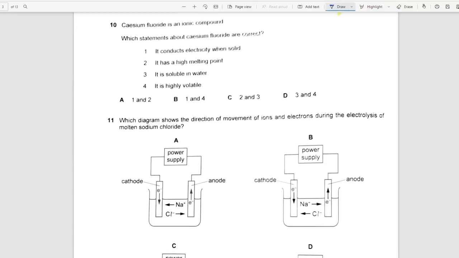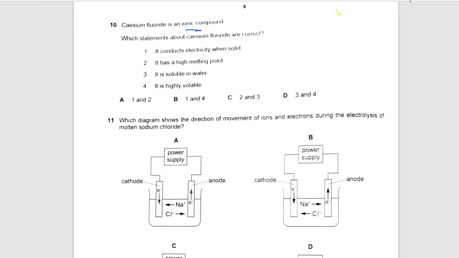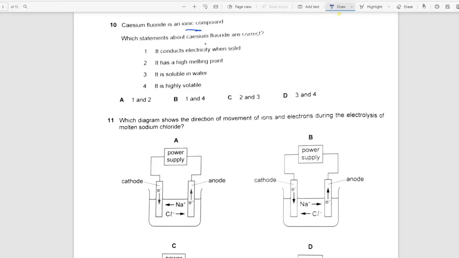The next question is saying cesium fluoride is an ionic compound. What do we know about ionic compounds? I think it's a question on that, and I will tell you what we know about ionic compounds. Now, which statements about cesium fluoride are correct? It conducts electricity when solid.